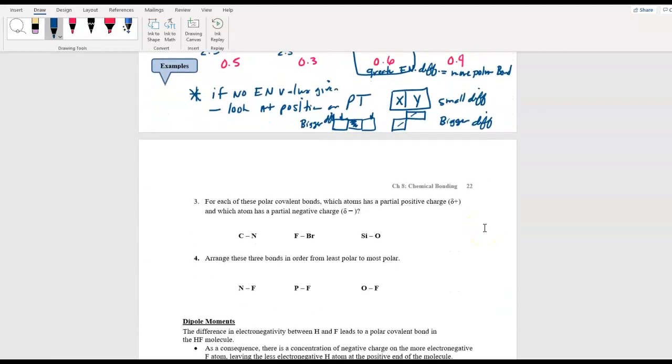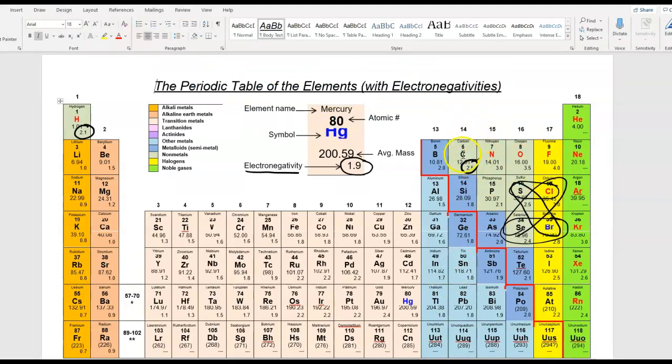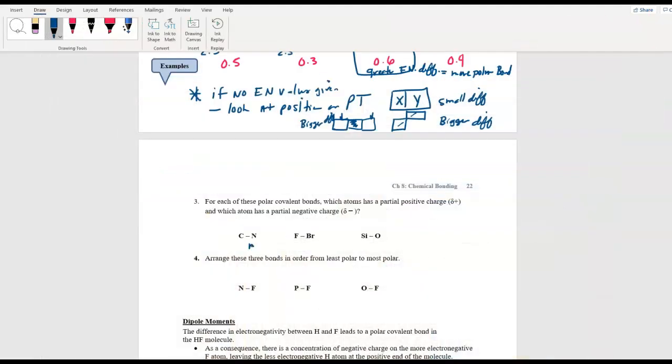Okay? For each of the following polar bonds, which atom has the partial positive and which one has the partial negative? So look at your periodic table and who is the most electronegative. And I don't even need to put the values up, okay? You got carbon, don't look at the values, carbon and nitrogen. Remember, electronegativity increases as it goes across. Nitrogen is going to be the more electronegative. So because nitrogen is more electronegative, he will have the partial negative charge, and carbon would have the partial positive, which means those two electrons, they are being possessed by nitrogen more.